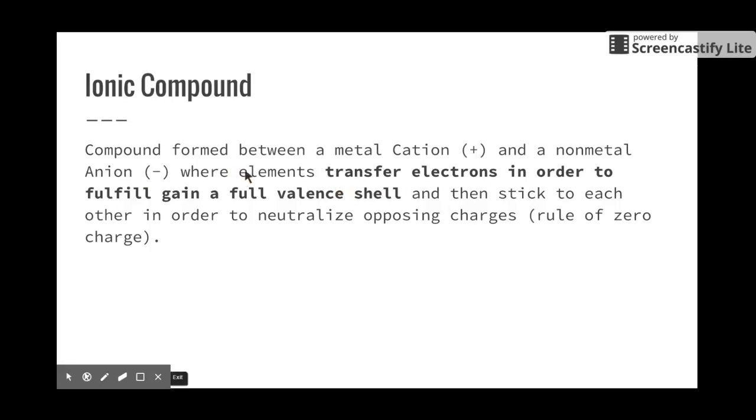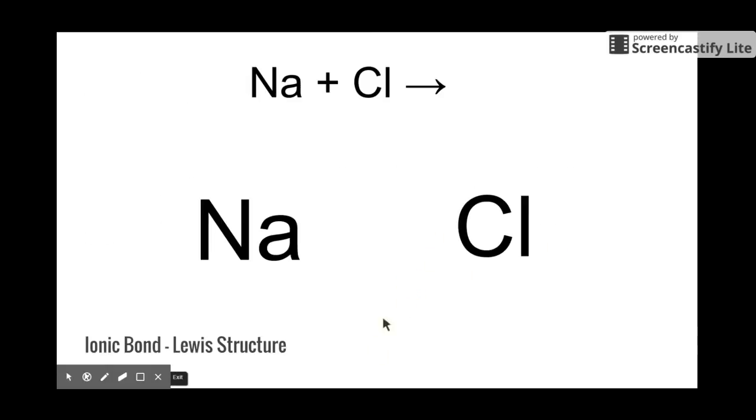So ionic compounds are compounds formed between positive and negative, or metals and nonmetal atoms, that transfer their electrons in order to gain their full valence shell. Now, once they transfer their electrons, they become charged, and then they stick to each other because they have opposite charge, and they'll stick to each other in order to neutralize that charge. So ionic compounds not only follow the octet rule, they follow the rule of zero charge.